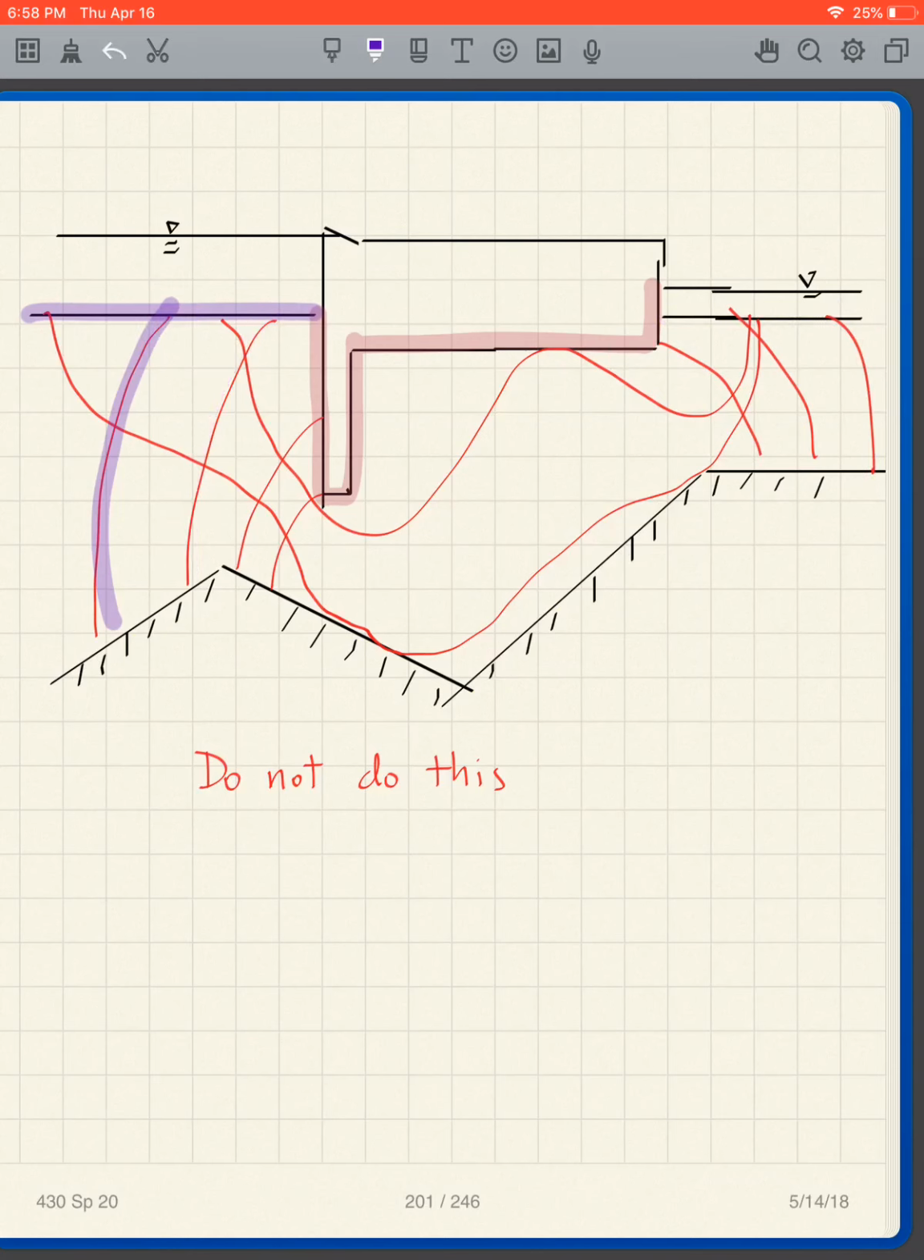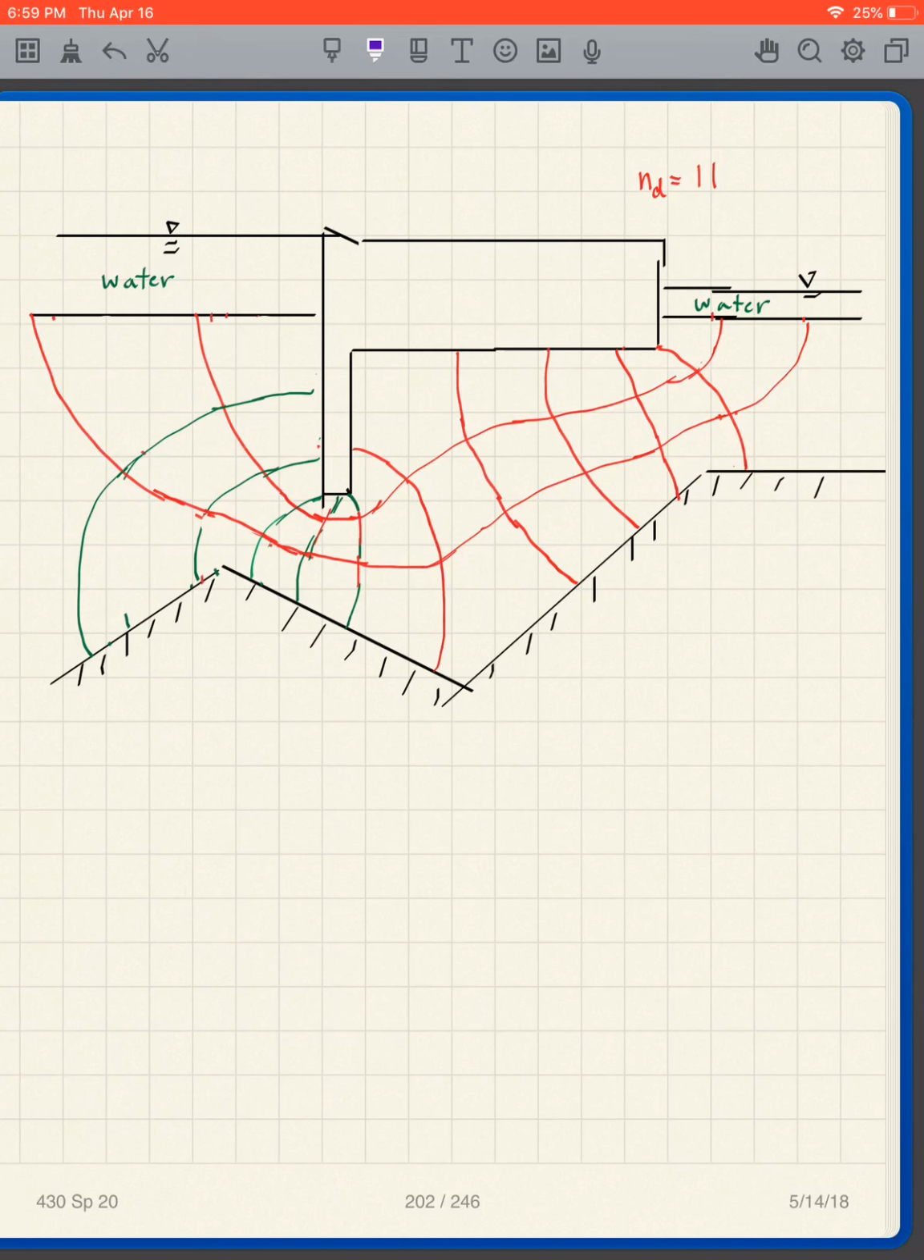So instead, the right flow net for this is this one, and you can see that the equal potential lines always come off the dam like that. An equal potential line doesn't come from here; it comes from the dam. In a sense, because here's the flow line, it's got to be perpendicular to the flow line. Here's a flow line. It's perpendicular to the flow line.